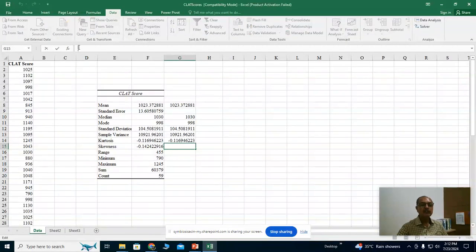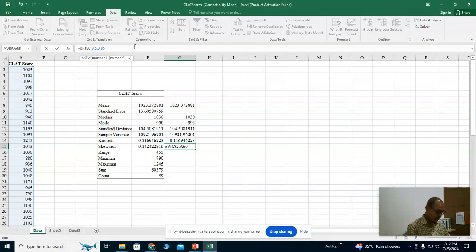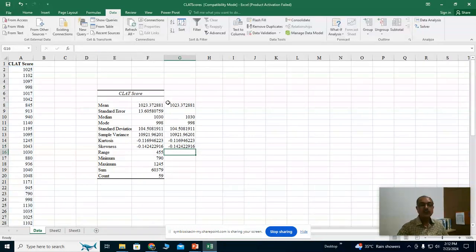Skewness is also possible. You can calculate it from here individually if you want. Just write skewness and then again A2 to A60. So that you can also calculate. Range, if you want to calculate, first you need to calculate the minimum and the maximum value. Range means the maximum value in this data minus the minimum value. So I am going to write the formula.